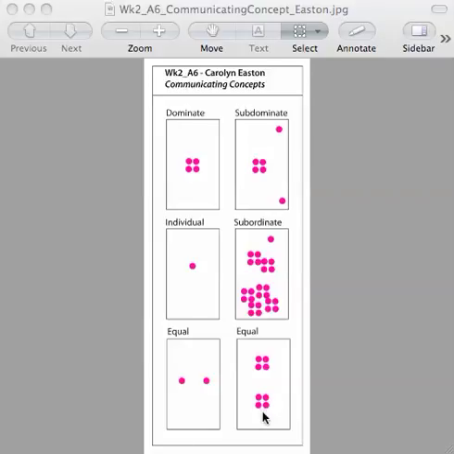And then the equal one here you're doing a good job with. These are both relatively equal in their dominance, and so are these. So if you could give these first two sets up here another try, that would be fantastic, okay?